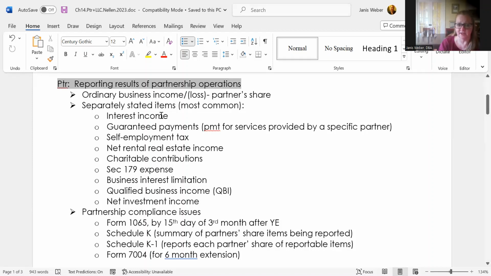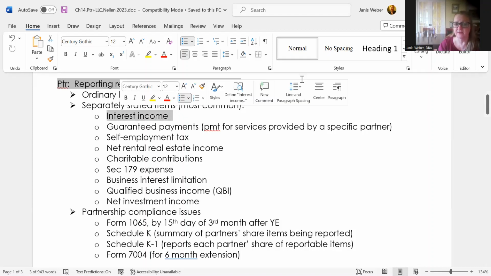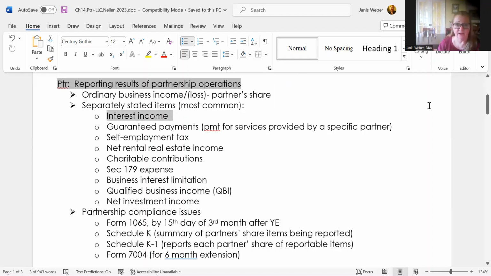They have it as a separate stated interest income line. And so that is a factor on the K that flows out to the K1s for each of the individuals. Then another thing that shows up that's a lot new, because it's partnerships, is this thing called guaranteed payments.